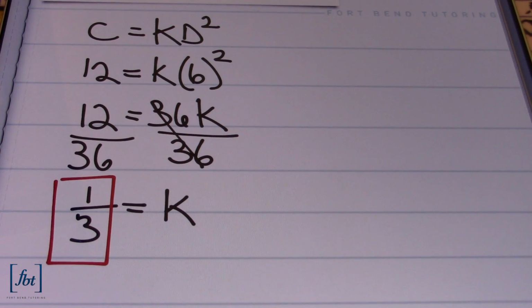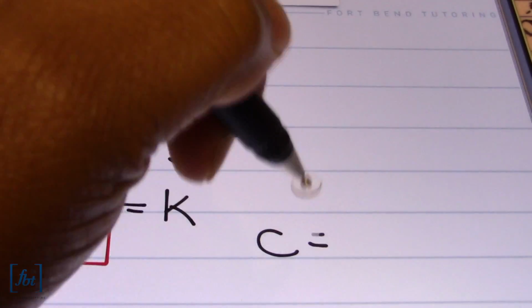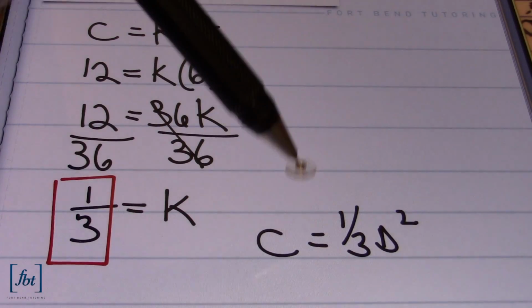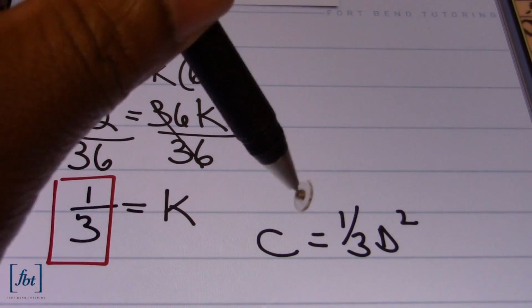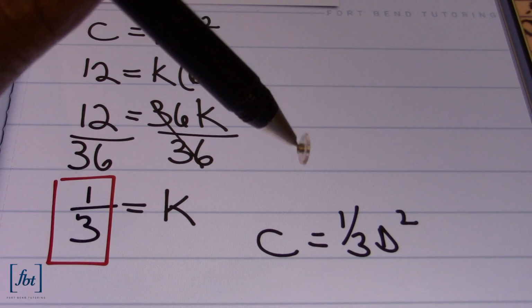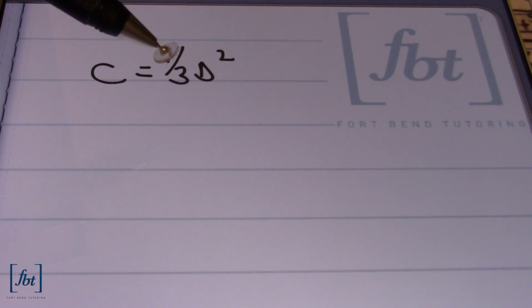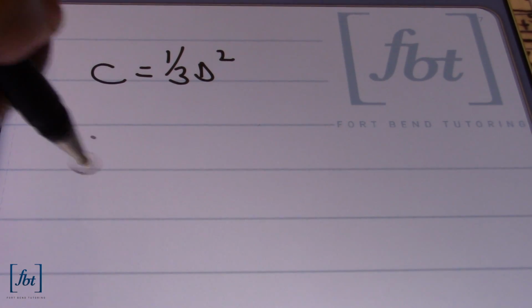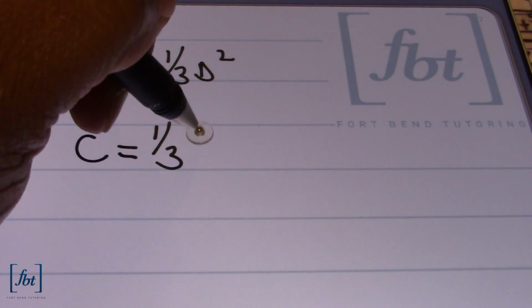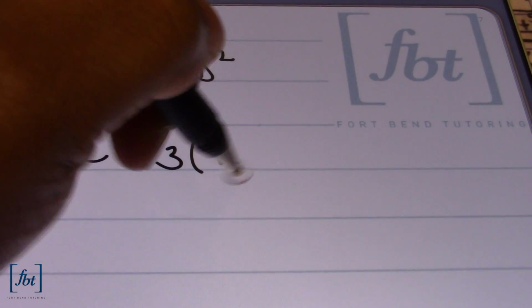Okay, using our constant of variation, we can rewrite the variation equation as c equals 1/3 d squared. And this would be your variation equation if the problem asks for it. Either way, we're going to be using this variation equation to solve part B of problem number 2. So part B requests us to solve for c when d equals 9. So we'll do just that by substituting. I'll have c equals 1/3 times 9 squared.